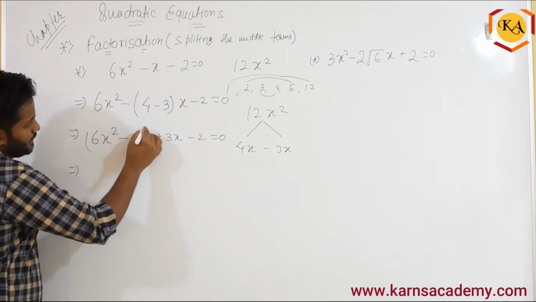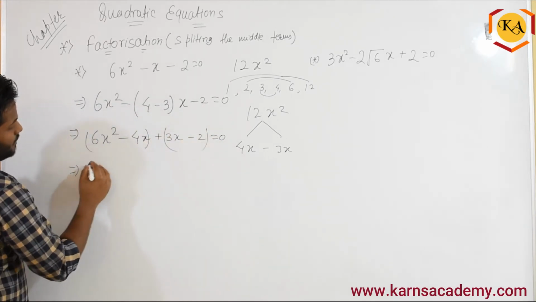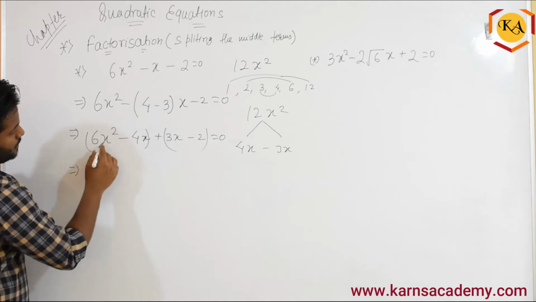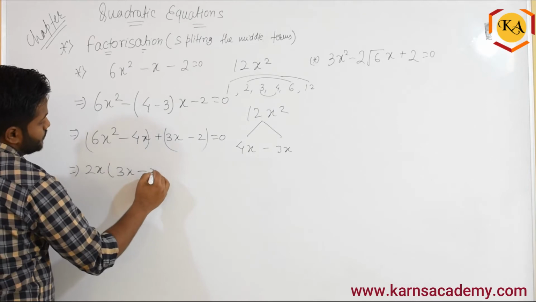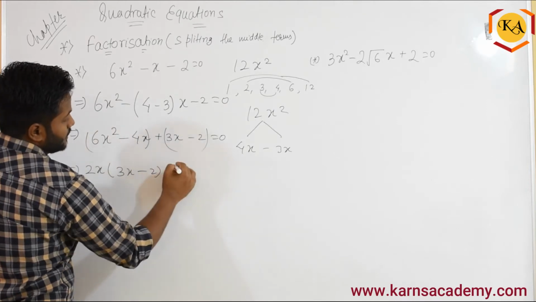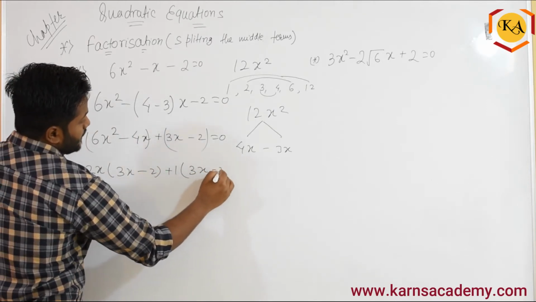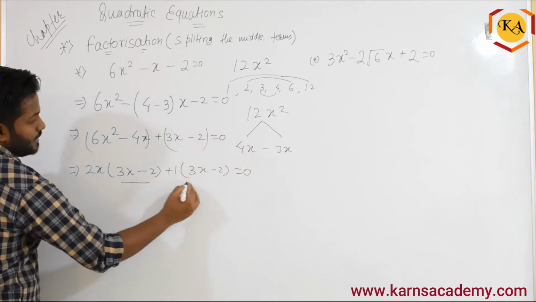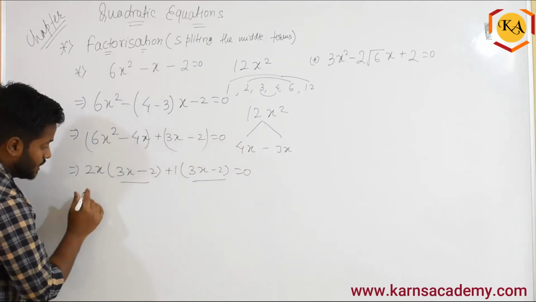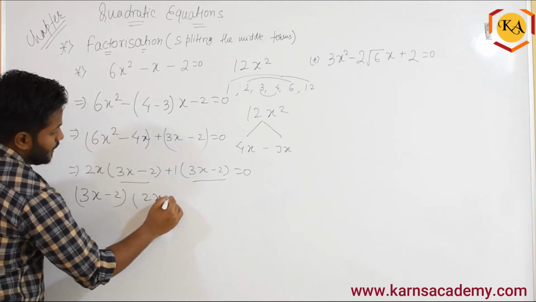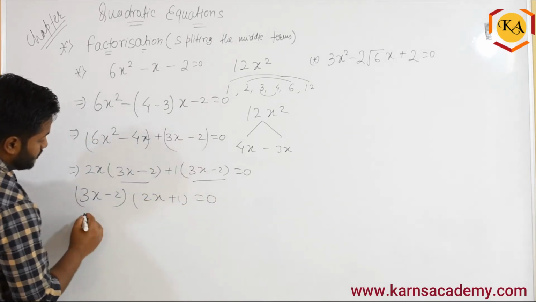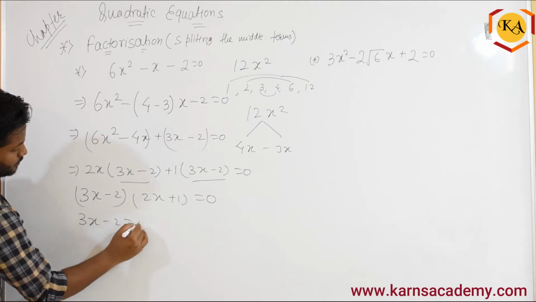Let's take common in 2 terms. What is common here? I can take common 2, then I can take x. What is remaining? 3x minus 2. What is common here? Nothing is common, so I'll take 1. So 3x minus 2 equal to 0. Again, these 2 terms are same. This is our goal. So let's take this common. And what is remaining here? 2x plus 1 equal to 0, which means 3x minus 2 equal to 0.